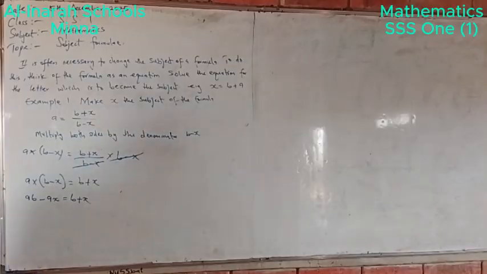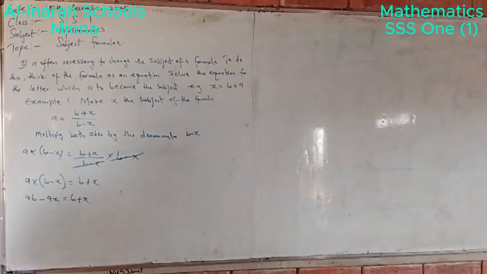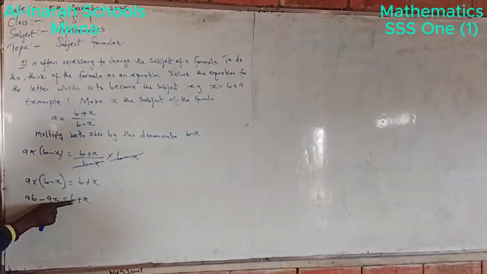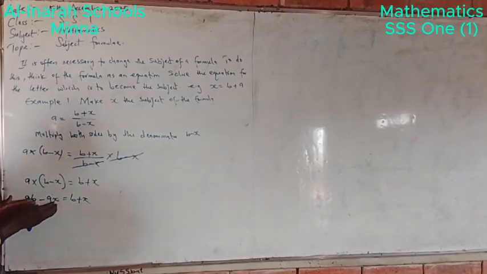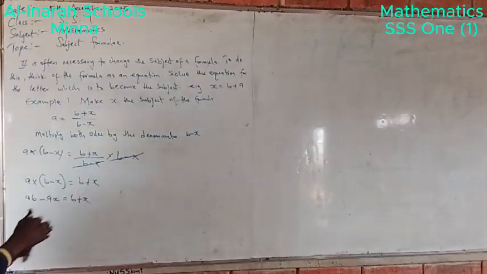Yes. Now, since we are asked to make x the subject of the formula, by now looking at this, we need to collect like terms. But you should have it at the back of your mind that we are to make x the subject of the formula. The ones that are having x should be on one side, while the ones that are not having x should be on the other side.